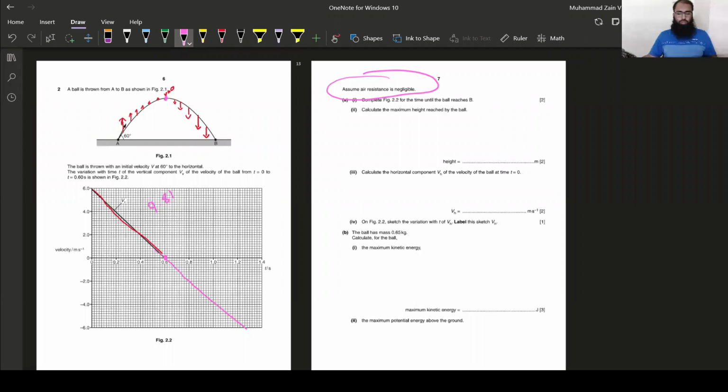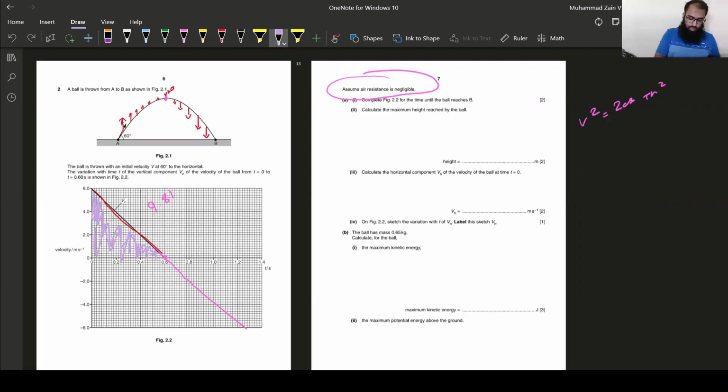Now, calculate the maximum height reached by the ball. There would be two ways to do this. One way is to use the typical formulas, and just by looking at the graph, you know almost all the information that's required. I could use the formula v squared equals u squared plus 2as. Or there's another, very convenient way: the area under a velocity-time graph gives me the displacement. So I could just simply find this area, and it would be equal to the displacement.